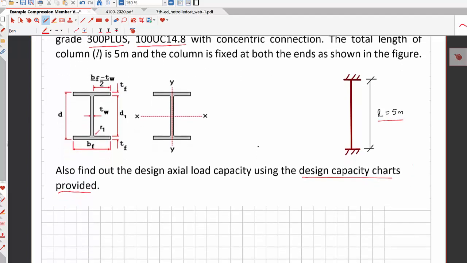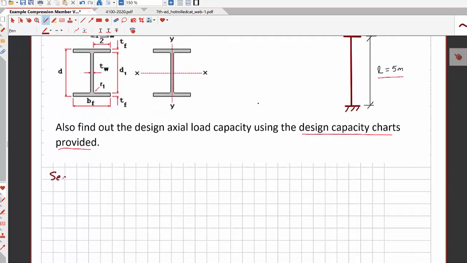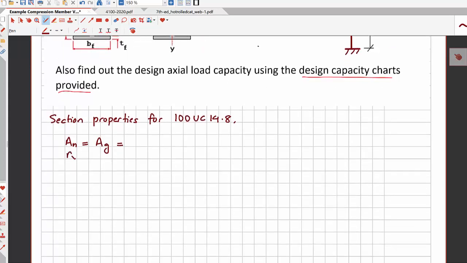Now, first we have to write down what are the properties of this 100 UC 14.8 section that are relevant to us. So the section properties that we are interested in: the gross area of the steel, or the net area, is the same. Again, there are no holes in there, no mention of the holes, so they are the same. We also need the radius of gyration about the x axis, the radius of gyration about the y axis for buckling, and the yield strength of the section, and the form factor kf. We can obtain them all from the One Steel table.